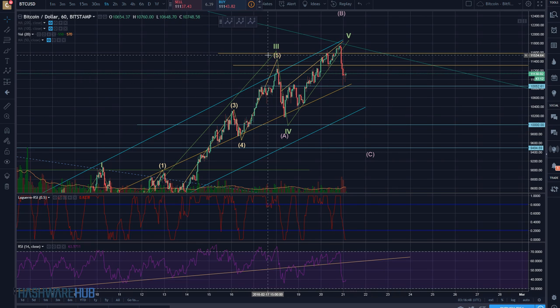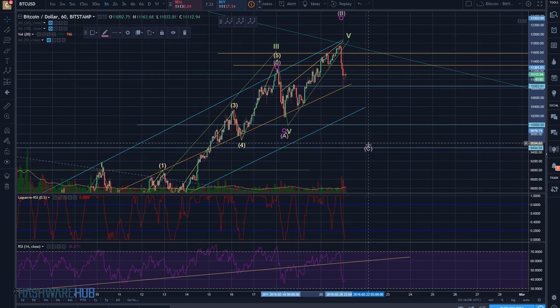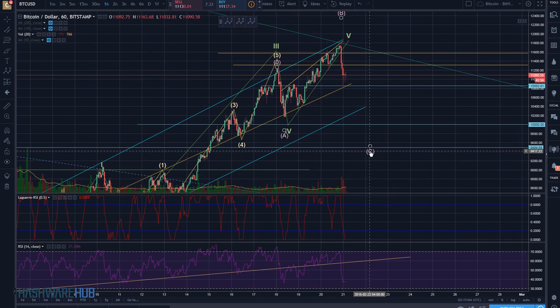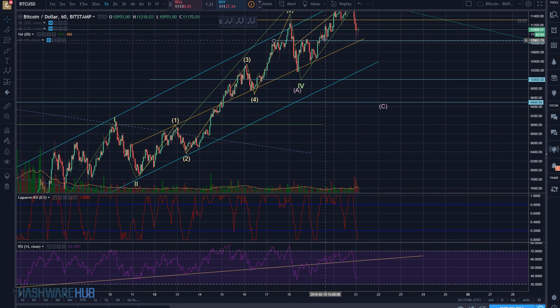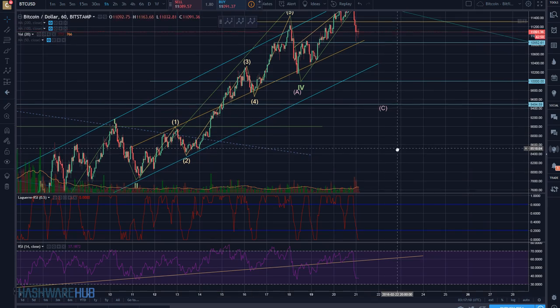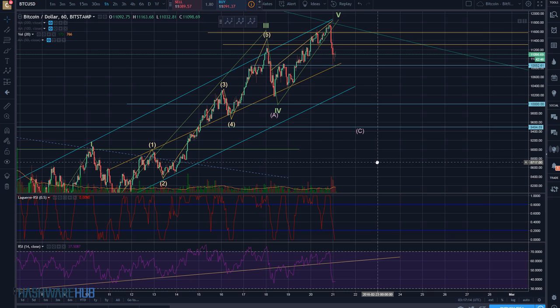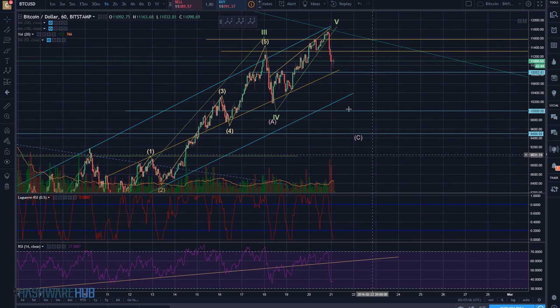Another way we could possibly be looking at this is this is an A, we have a B, and this is a C, right here. And I feel that the chances of this are pretty slim, because we would have to go back here and start recounting a bunch of other things, and it would be a stretch, okay, if that was the case.